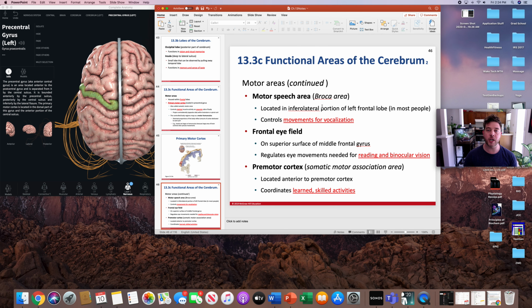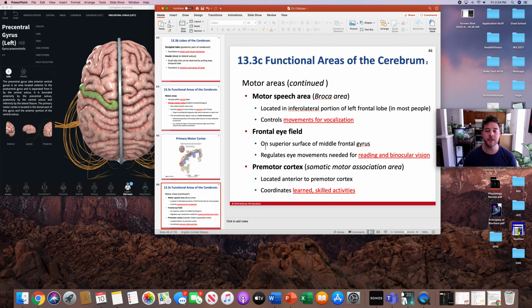So the motor speech area is the Broca area, also what it's called. It's located in the inferolateral portion of the left frontal lobe. So if you think about your left lobe, inferolateral, so out to the side portion, it controls movements for vocalization. So still a motor function, the movements for vocalization. What I'm doing right now, regulating my breathing, being able to move my lips, my tongue, my teeth, all functioning, is the movements for vocalization.